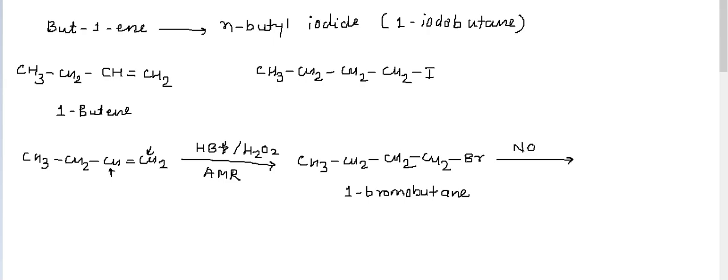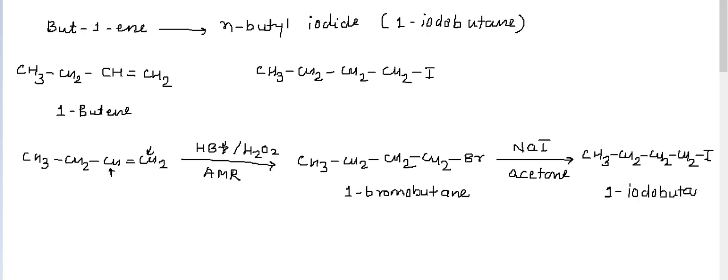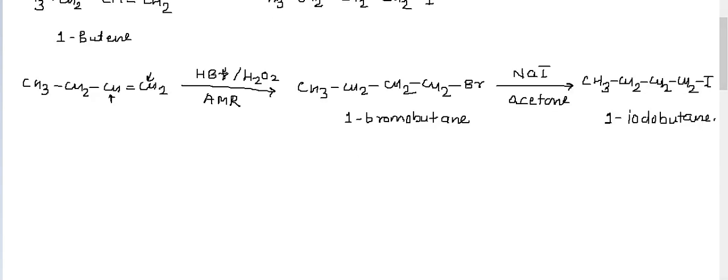So what is the reagent for that? The reagent for that is NaI, and we use solvent as acetone. So bromine simply gets replaced by iodine, so we get CH3 CH2 CH2 CH2 and I. So we have got 1-iodobutane, means n-butyl iodide simply. Okay, so this is how we can solve this problem. Now we can go to the next problem.